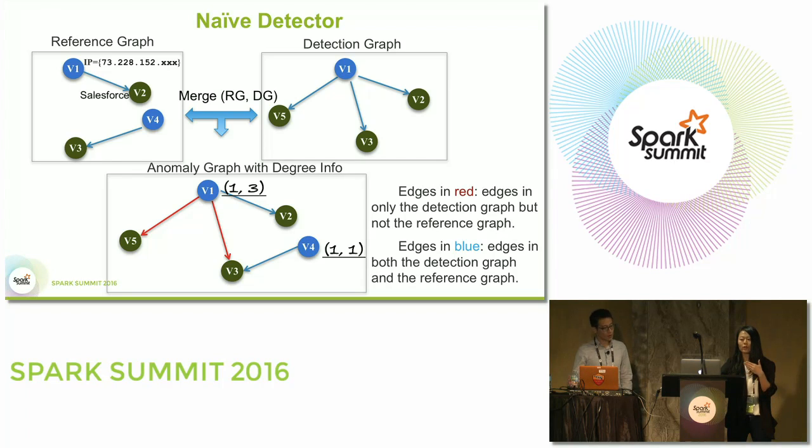And as we assign degree information to them, we call it the anomaly graph. So for example, for V1, the degree information captured from the reference graph is 1, and the degree information captured from the merge of both graphs is 3. The change between the 1 and 3 is of interest, it is our anomaly score to some extent. So this algorithm continues to run, and if nothing turns out to be positive, the RG-DG merge will replace the previous RG and start the next iteration.